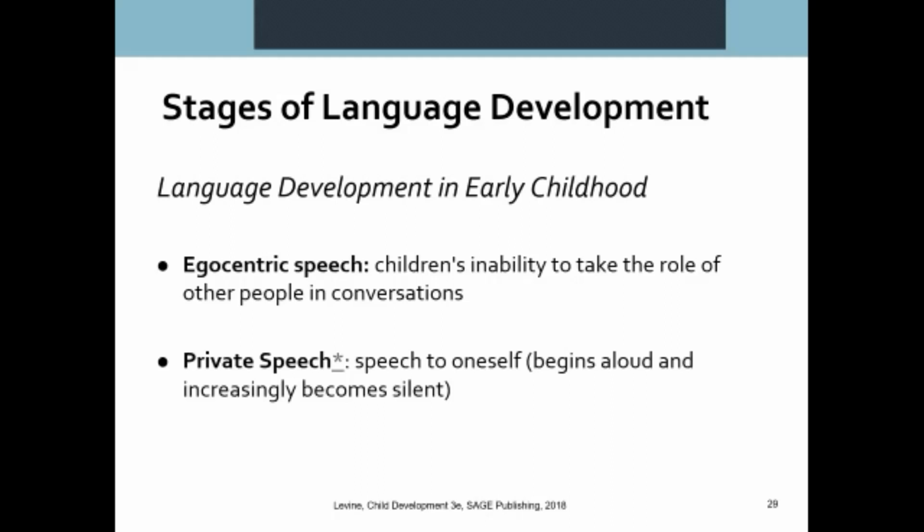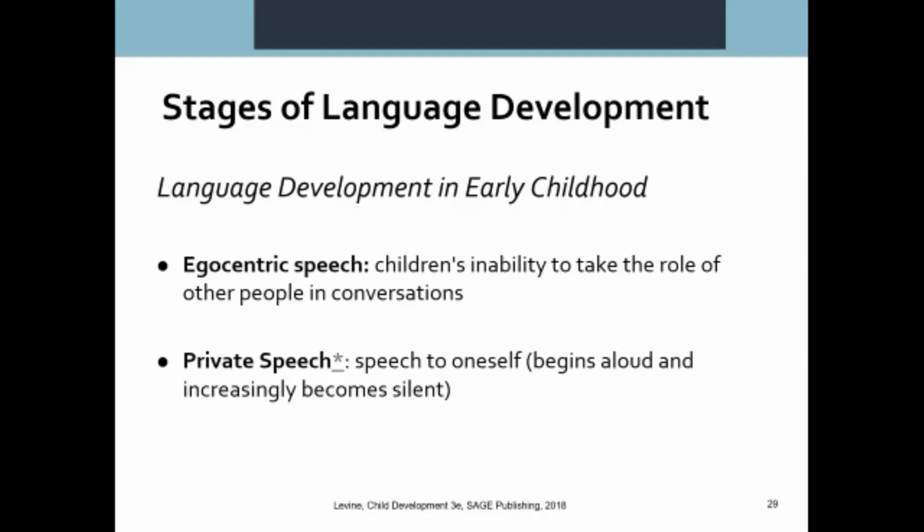I've mentioned this in another video, but both Piaget and Vygotsky noticed that preschoolers often talk to themselves. Piaget called it egocentric speech, and he believed it was a weakness, a deficit. He said they're just demonstrating their egocentrism.